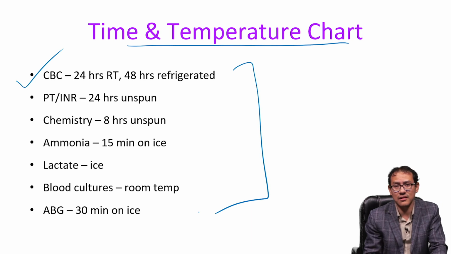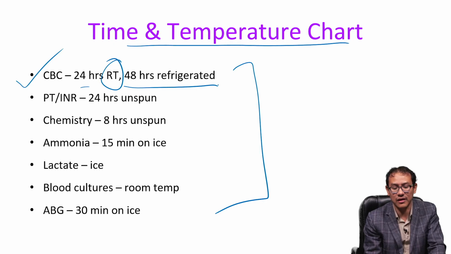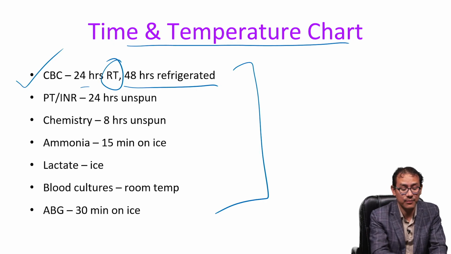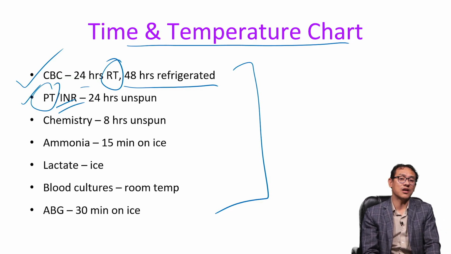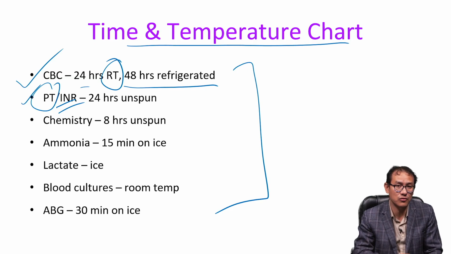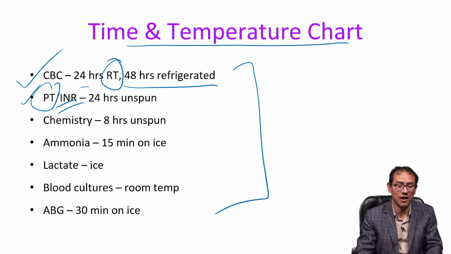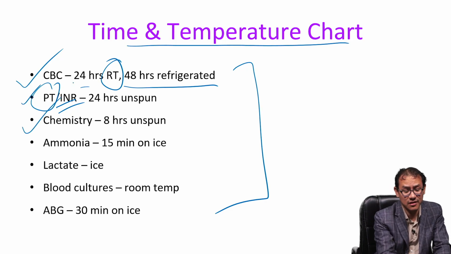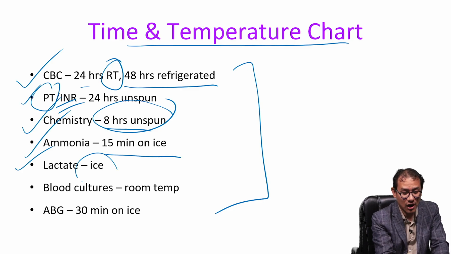For CBC, the complete blood count, 24 hours at room temperature, RT, and 48 hours refrigerated. This is the temperature and time chart. PT INR, prothrombin time INR, 24 hours. Spun means centrifuged: if the blood is centrifuged to separate the different components, it is known as spun, and unspun is an uncentrifuged sample. Blood chemistry, different biochemical tests, 8 hours for an unspun sample. Ammonia, 15 minutes on ice. Lactate, on ice. Blood culture, room temperature. ABG, 30 minutes on ice.